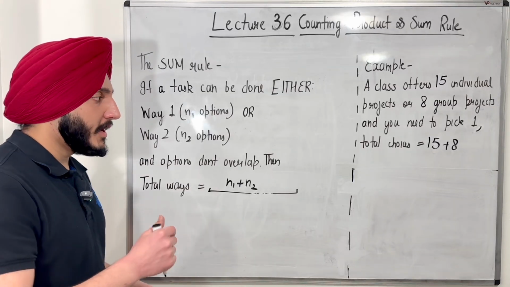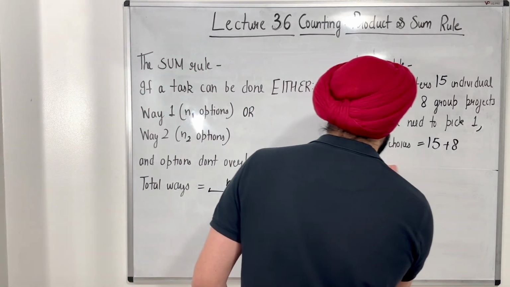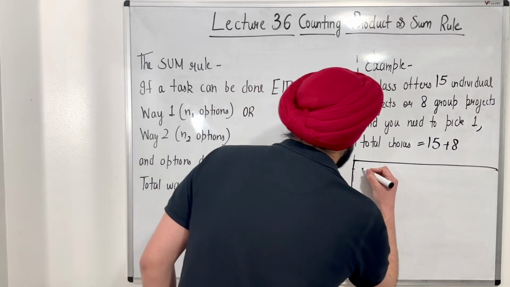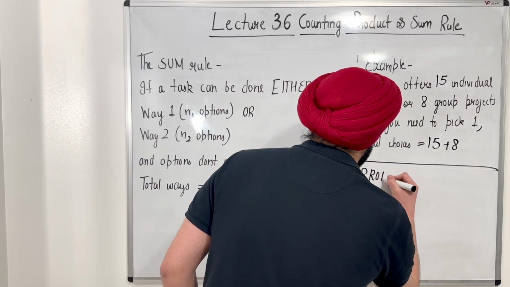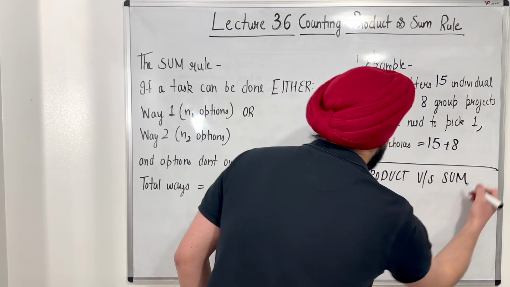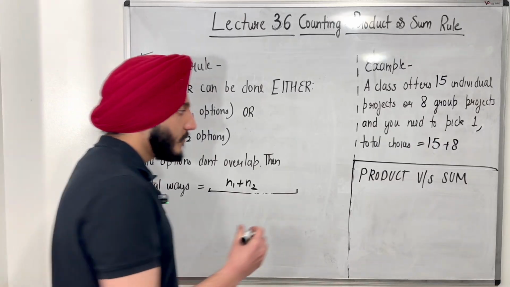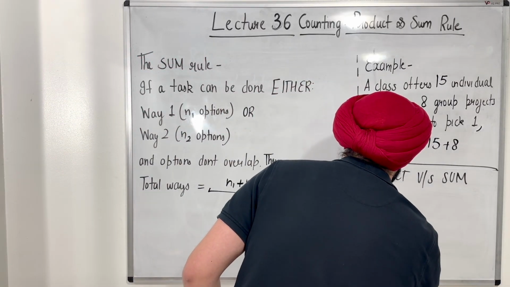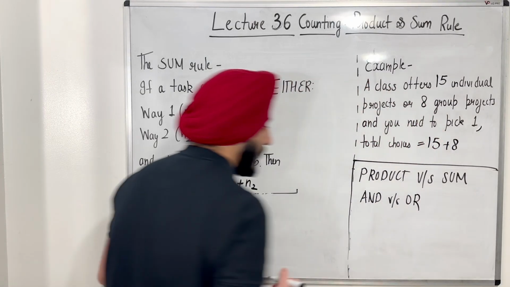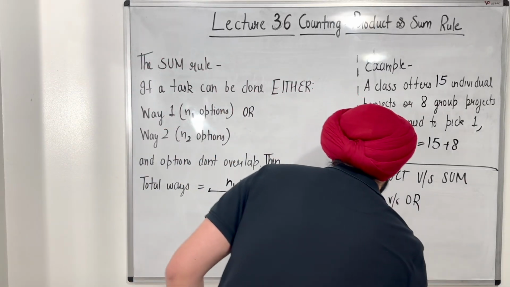Now, let me try to explain the difference between the product and the sum rule. I'm going to use this area over here. Okay. So the idea is going to be very simple. In product, we are pretty much doing "and" versus "or". Think about one of the examples.